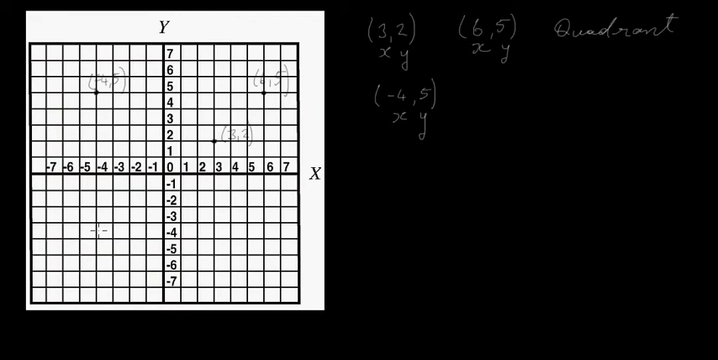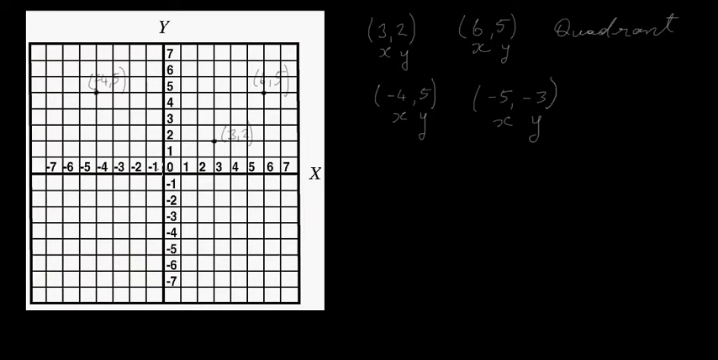Down here then, this is our third quadrant. So let's plot a point down here. So let's take minus 5, minus 3. Again, this is x, this is y. So we go out minus 5, we go down minus 3. So let's do that.